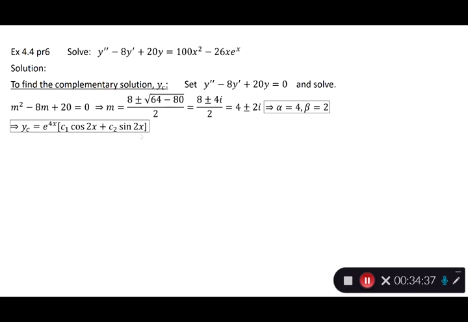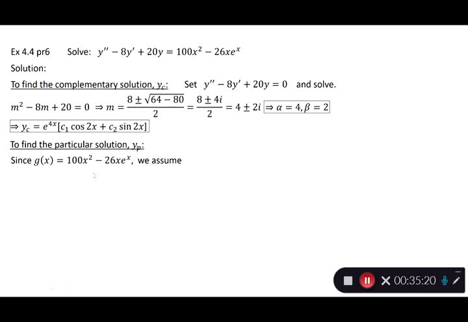So this is the stuff we have become fairly familiar with. Now let's go to the particular solution, y sub p. Look at our g of x. Do we have a g1 and g2? Notice this is a second degree polynomial, whereas this is x e to the x, a first degree polynomial times e to the x. So yeah, we should treat them as two separate things, g1 and g2. And corresponding to 100x squared, what would you assume?